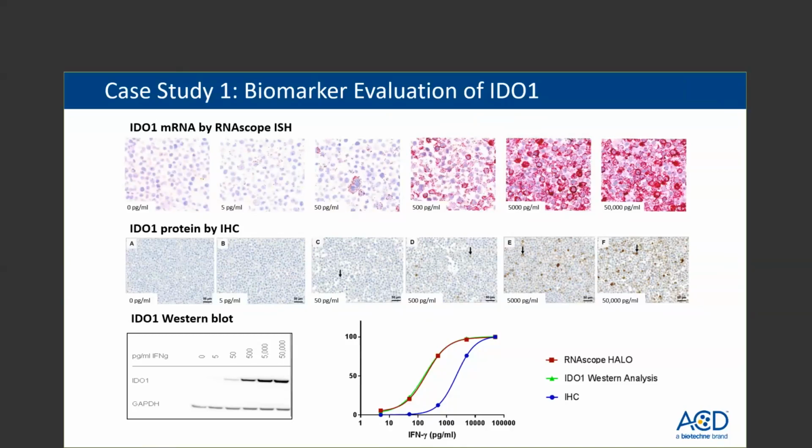Quantitative comparison of the three platforms, that is RNAscope, IHC, and Western blot, demonstrated that IHC was 10x less sensitive than RNAscope and Western blot analyses. A strong positive correlation between RNAscope ISH and Western blot was observed, as seen in the graph here on the bottom, suggesting a highly coordinated induction of IDO1 by interferon gamma at both the mRNA and protein levels.